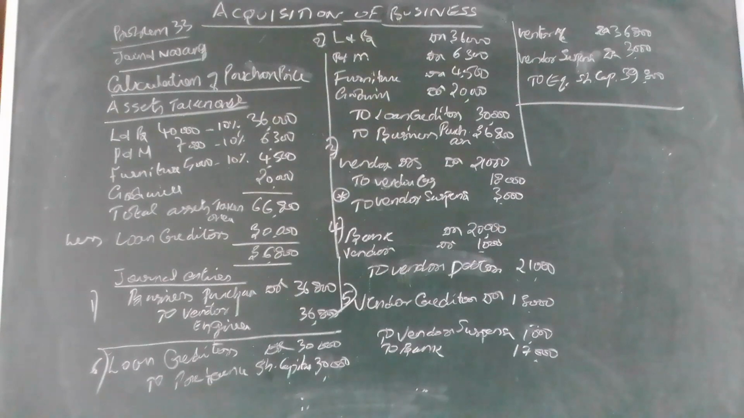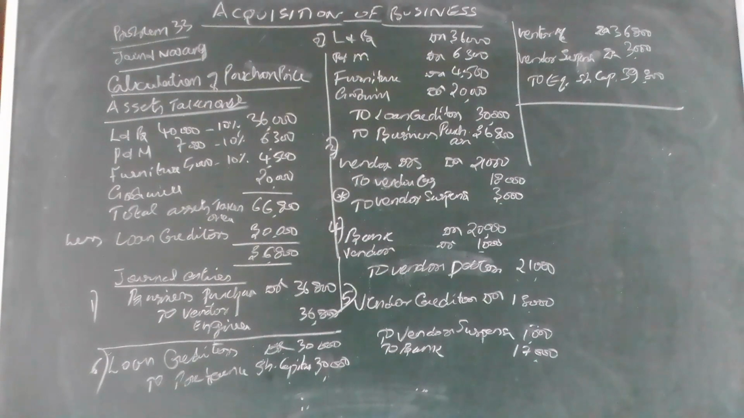So vendor 36,800, that is the purchase consideration. From vendor suspense, we are in a position to pay 3,000. So 36,800 plus 3,000, 38,800, is discharged in the form of equity shares. Right? This is not given in the question, but we have to calculate it, and it is mentioned as paid in the form of equity shares. That is specified in the question. So accordingly we pass the entry.